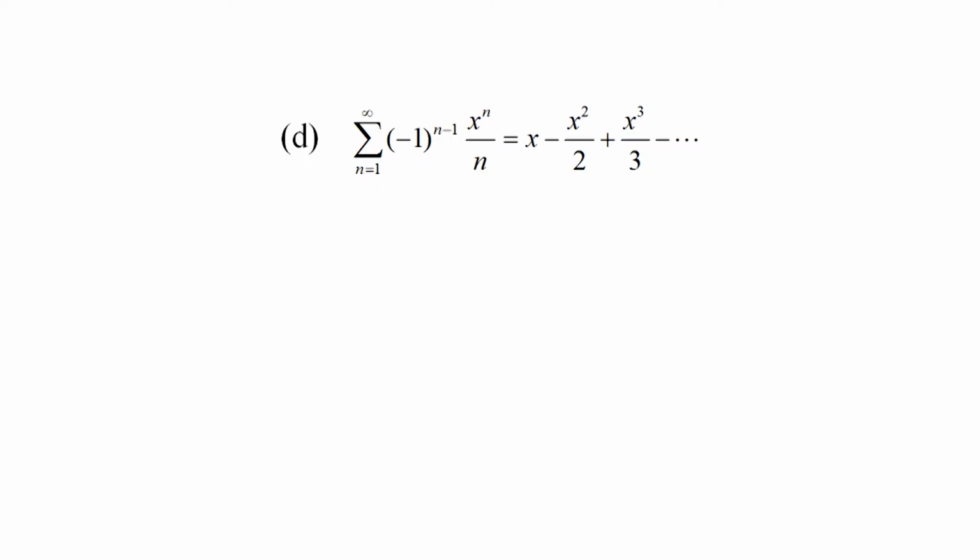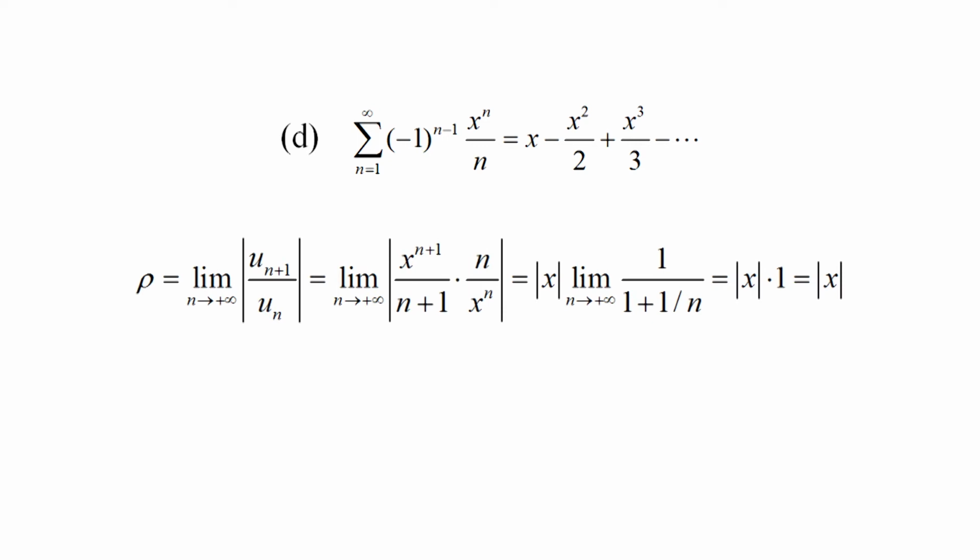R equal to 0. Next one, with u_n equal to (negative 1)^(n-1) into x^n upon n, we obtain rho equal to limit of absolute value of u_(n+1) upon u_n as n approaches infinity, which is equal to limit of absolute value of x^(n+1) upon n plus 1 into n upon x^n, which is equal to absolute value of x into limit of 1 upon 1 plus 1 upon n as n approaches infinity, which is equal to absolute value of x into 1, which is equal to absolute value of x.